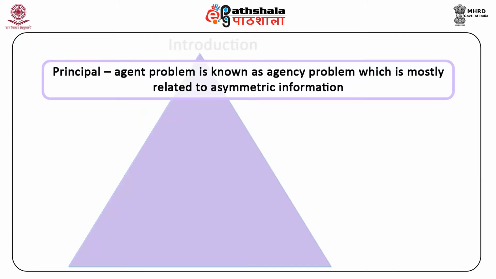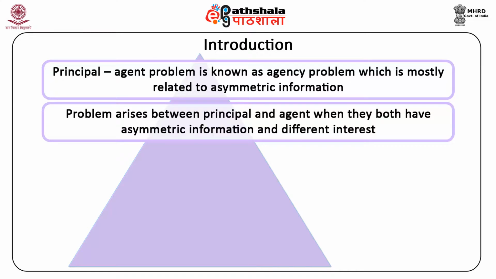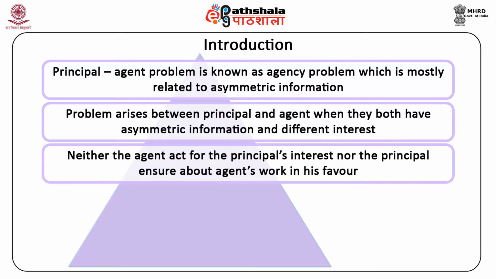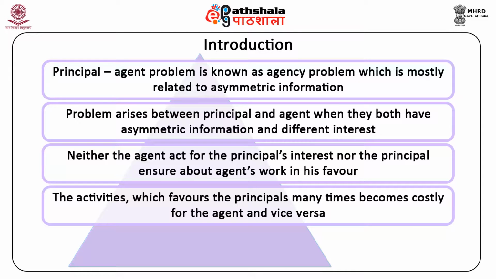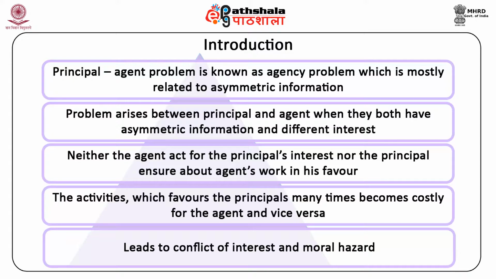The principal agent problem is otherwise known as agency problem, which is mostly related to asymmetric information, the situation where economic agents face uneven distribution of information. The problem arises between principal and agent when they both have asymmetric information and different interest. Neither does the agent act for the principal's interest nor does the principal bother about the agent's work in his favor. Thus, the activities which favor the principals many times become costly for the agent and vice versa. This leads to conflict of interest and moral hazard.